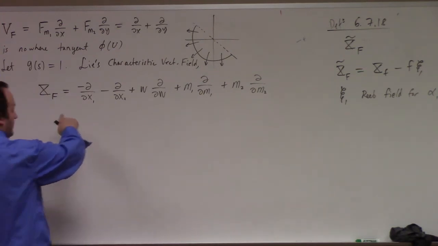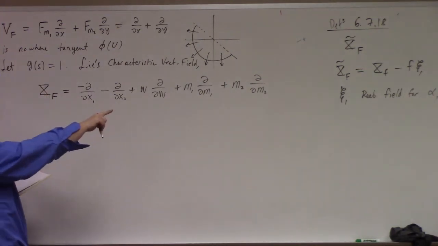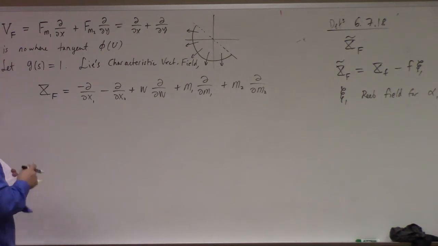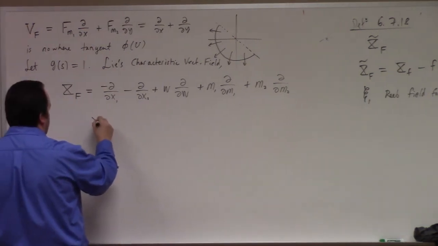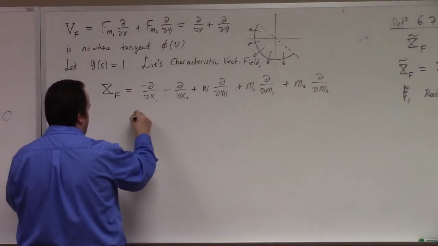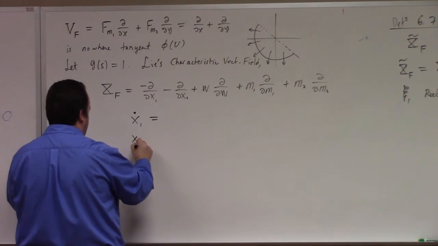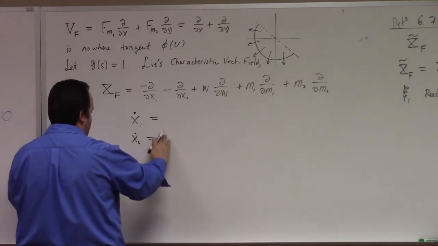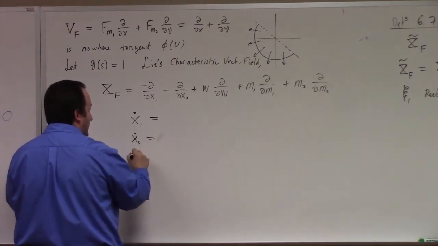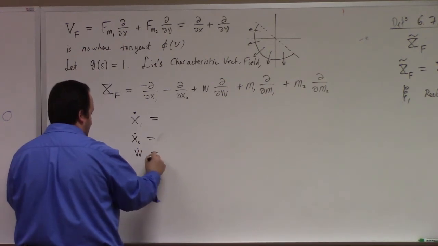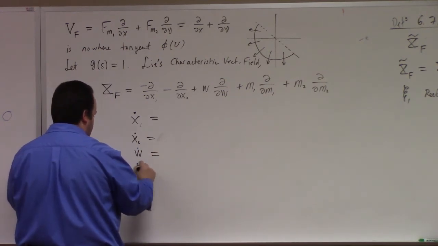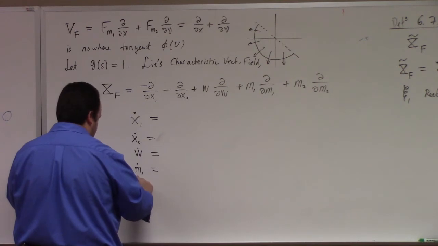Anyway, so if we're looking for an integral curve to this, what system of differential equations do we have to solve? 5, right? So 5-dimensional space. What are the 5 differential equations? We've got to solve x1 dot equals what? x2 dot equals what? Oop, that was wrong. w dot equals what? m1 dot equals what? m2 dot equals what?